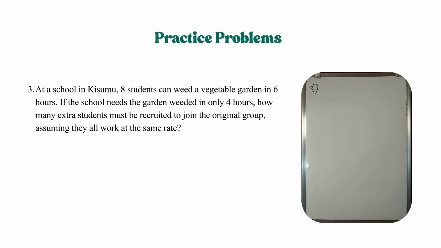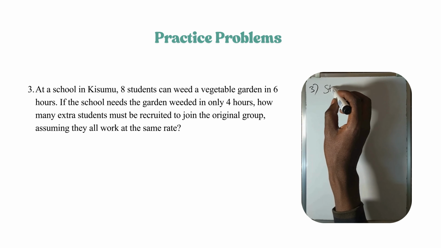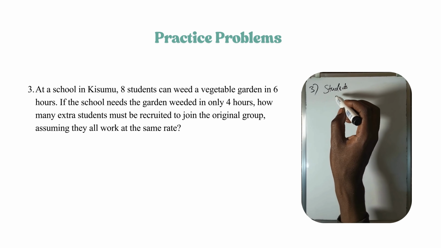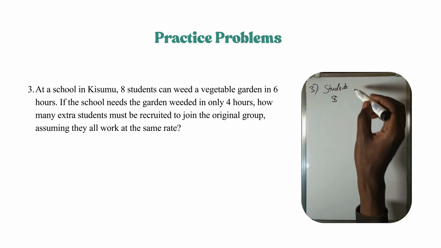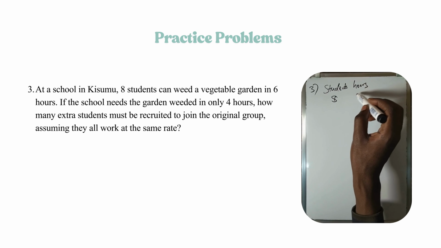At a school in Kisumu, 8 students can weed a vegetable garden in 6 hours. If the school needs the garden weeded in only 4 hours, how many extra students must be recruited to join the regional group, assuming they all work at the same rate? So at a school in Kisumu, you have 8 students. They can weed a vegetable garden in 6 hours.